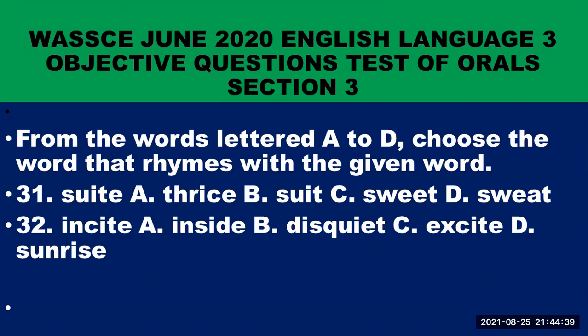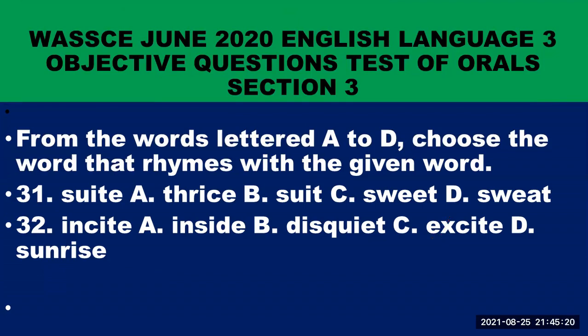If you look at question number 32, you will discover that the word insight doesn't rhyme with inside, because we are talking of sight, not side. Then quiet is different from sight. Then C is excite. This actually is the exact rhyme here. Excite and insight each end in the same sound. Then D is sunrise, which is definitely out of it.